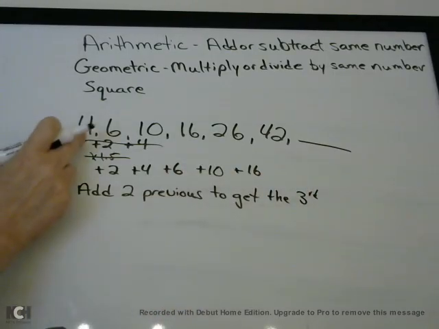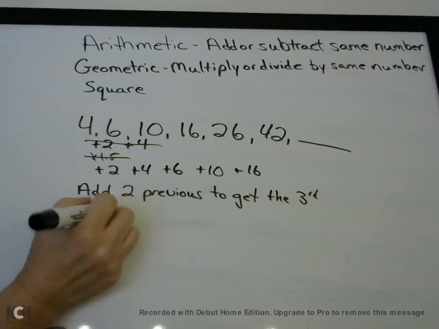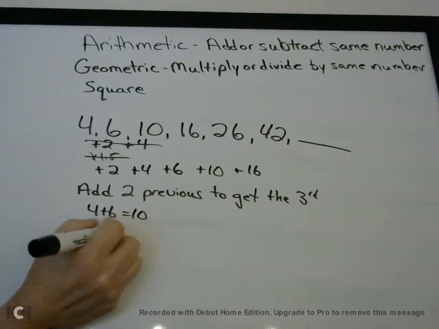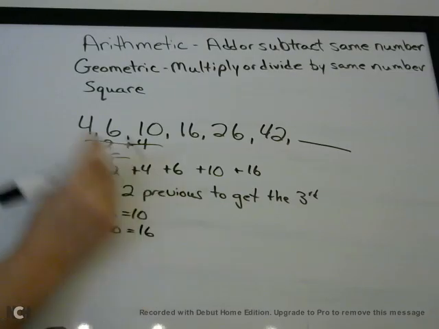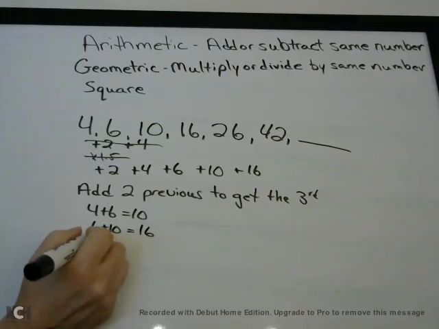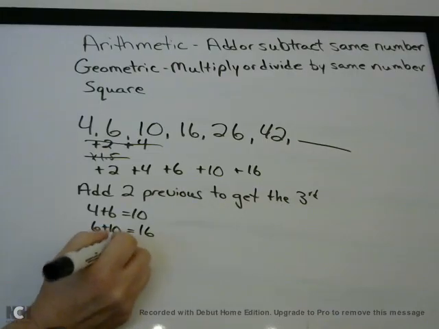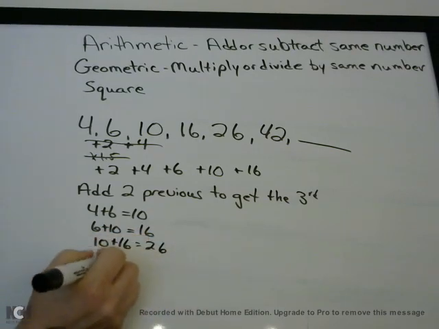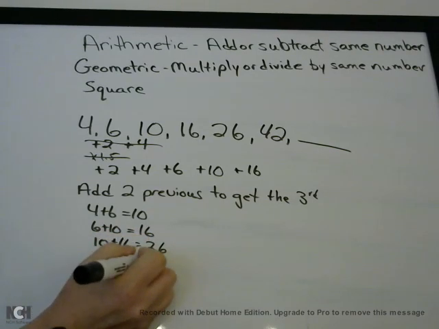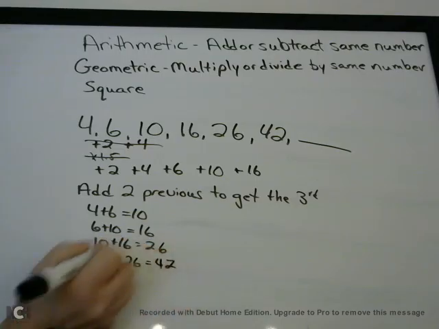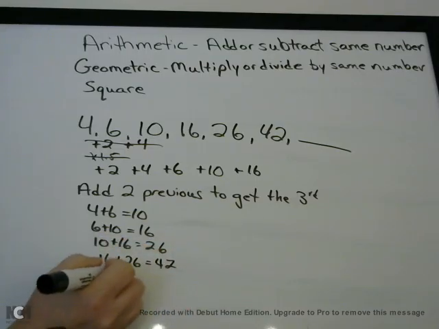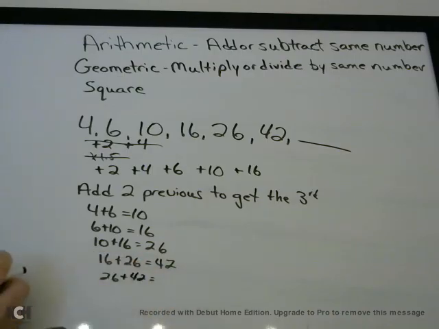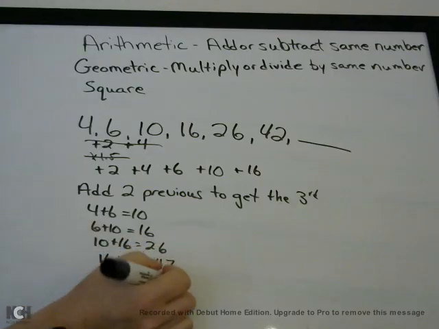So 4 plus 6 is 10. 6 plus 10 is 16. 10 plus 16 is 26. 16 plus 26 is 42. 26 plus 42 would be what your answer is, which is 68.